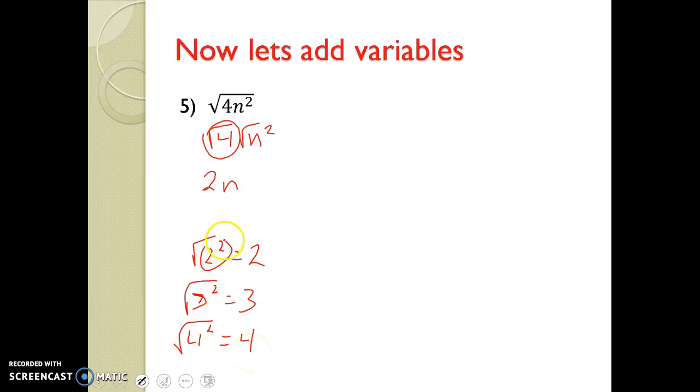So if I have a pair of anything, it can come outside of the radical sign as a single number. And that's what I did with the square root of n squared. The square root of n squared is just n.